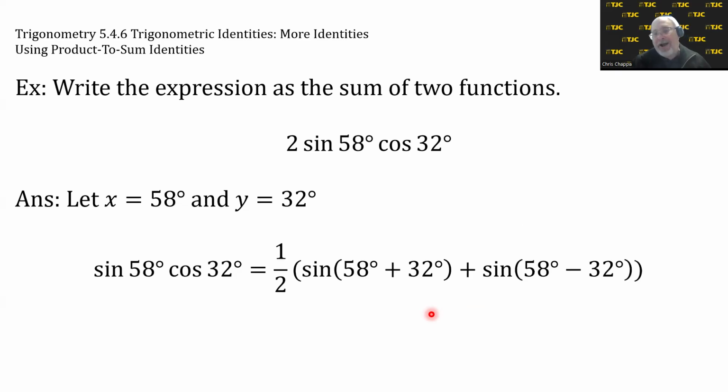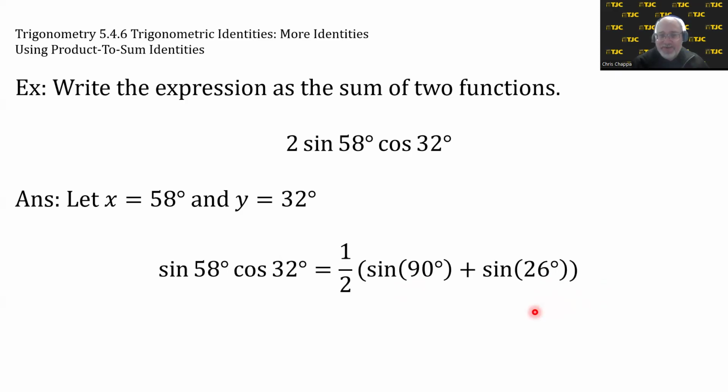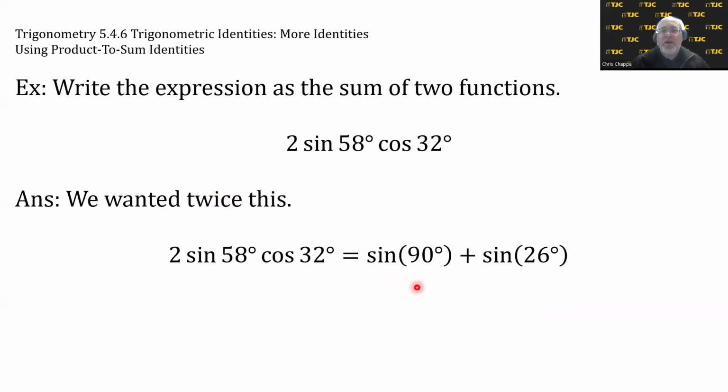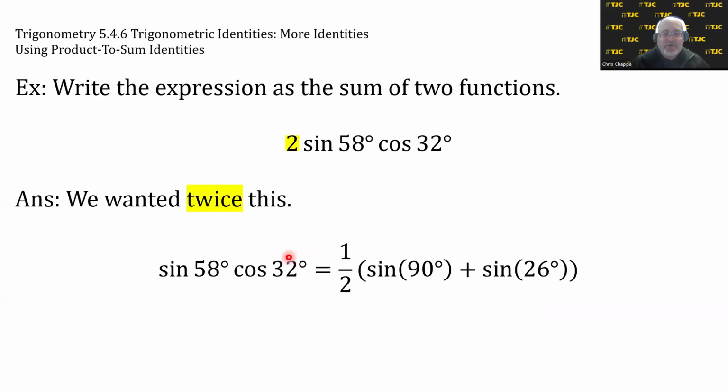On the right side, we have 58 plus 32, which becomes 90 degrees. We also have 58 degrees minus 32 degrees, which is 26 degrees. So the addition and subtraction problems get evaluated. And we wanted twice this. So now we're going to bring in the 2 by multiplying both sides of this equation by 2. That'll put the 2 on the left, and the 2 times the 1/2 will cancel the 1/2 on the right. So times 2 on the left, times 2 on the right.